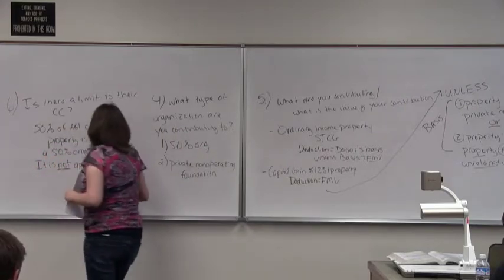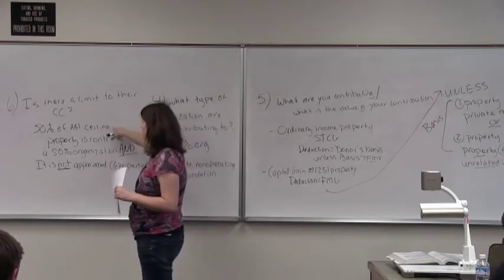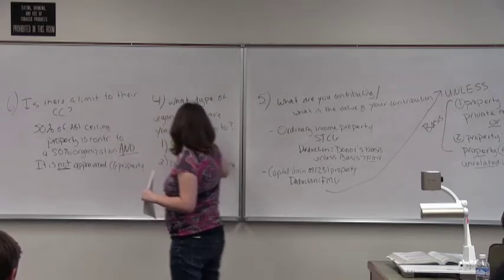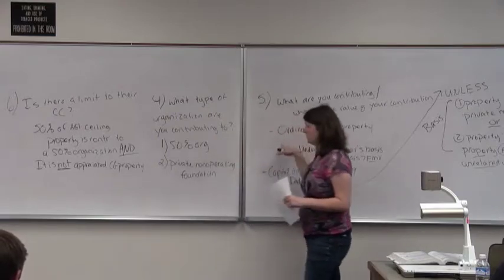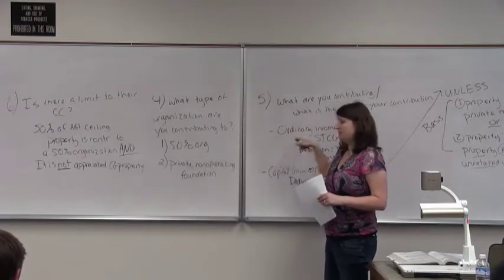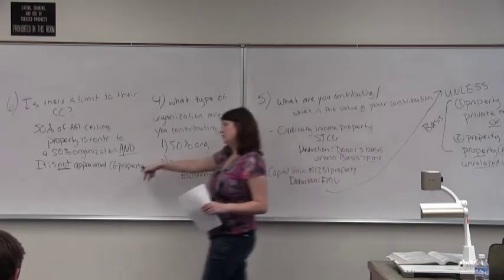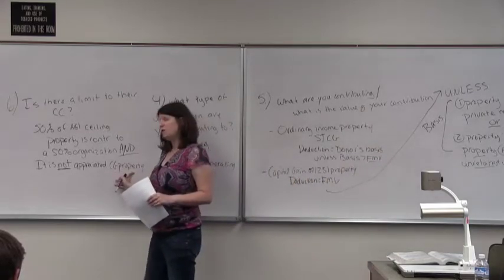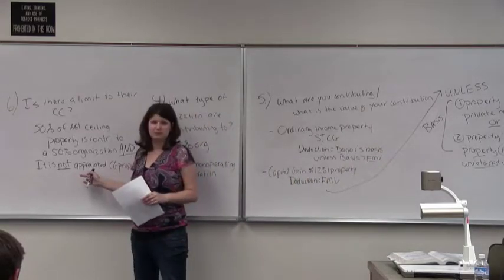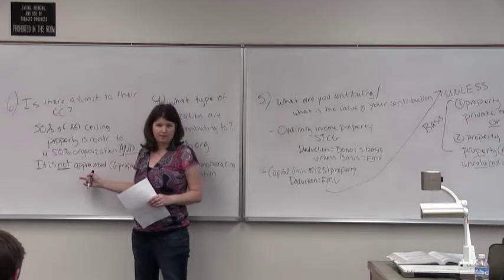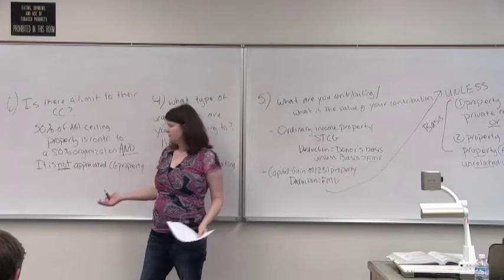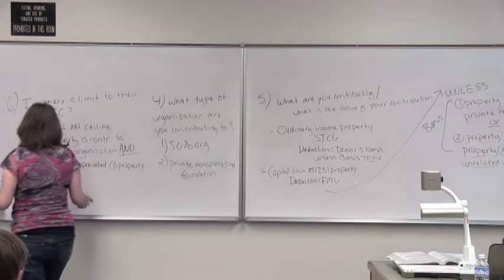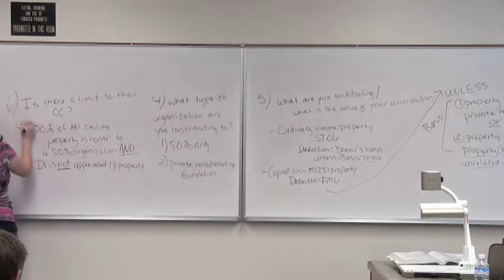So to be able to know if you are in the 50% ceiling, you have to have answered question 4, and you have to have answered question 5. Because we have to know, are we contributing capital gain property? If so, is it appreciated? What does appreciated mean? It's increased in value. That's right. The basis is less than the fair market value. Okay? So this is your first ceiling, 50%.